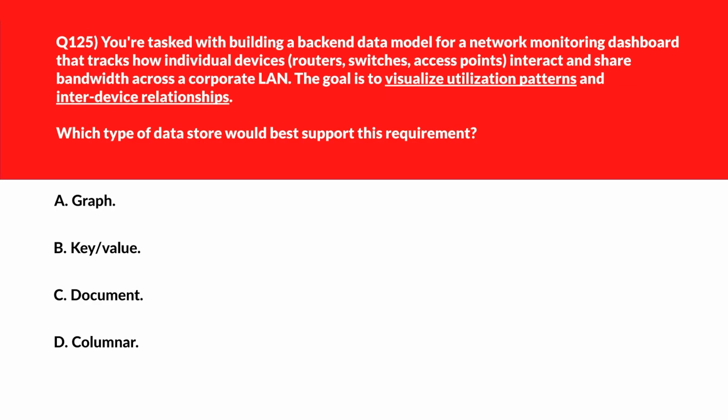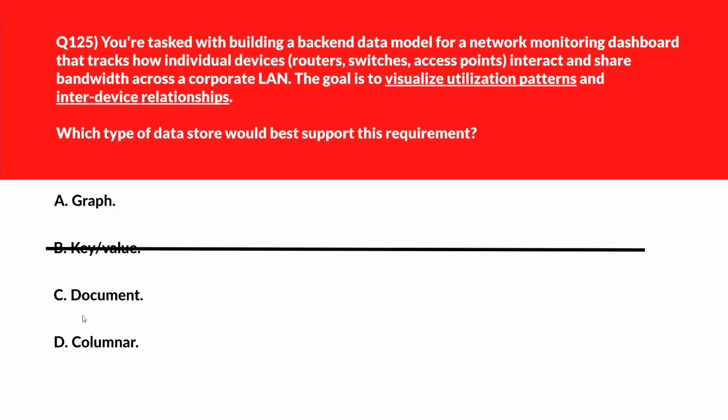Alright, now let's look at this question. We need the type of data store, where we have device utilization patterns and inter-device relationship. Option A is graph. Graph is suited for analyzing relationship among network devices and their usage metrics. Let's keep it. We'll move to B. B says key value. Key value is not suited for modeling relationships between devices. Incorrect. We'll move to C.